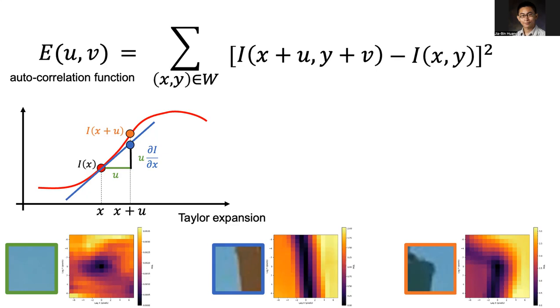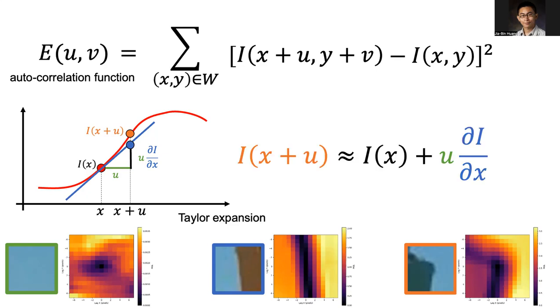So I(x+u) is approximately I(x) plus u times the gradient of the image along the x direction. This is the first order Taylor expansion. It is valid when u, that small motion you have, is small, because the following terms are the x square term and cubic term. Because u is small, let's say u is 0.1, the square term is 0.01 and the cube is even smaller, so you can easily discard them. So this becomes a good approximation. Okay, Taylor expansion, yes.